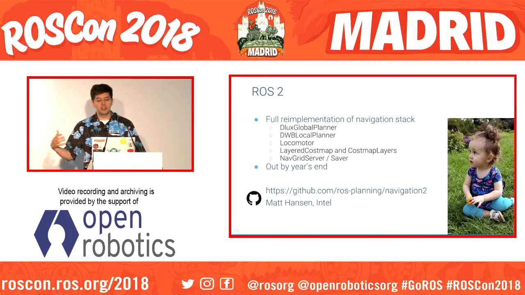And so while we're talking about the next generation of things, we are currently working on a full reimplementation of the nav stack with the planners that I talked about, as well as Locomotor, but also a new implementation of the layered costmap and costmap layers that conforms to that costmap interface that I talked about before, as well as NavGrid server and saver and things like that. And our goal is to have a ROS 2 version of this out by the year's end. This is work done in conjunction with Matt Hansen and his group at Intel, who are currently spearheading the ROS 2 navigation efforts.